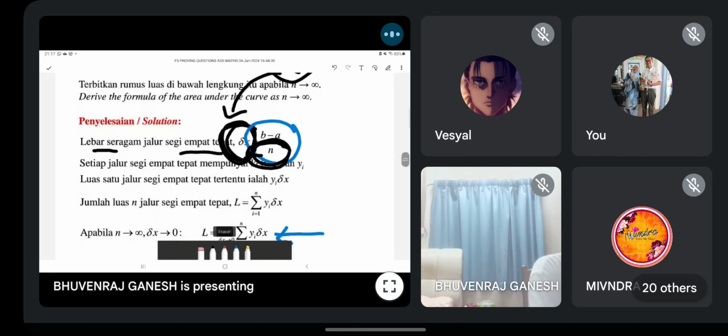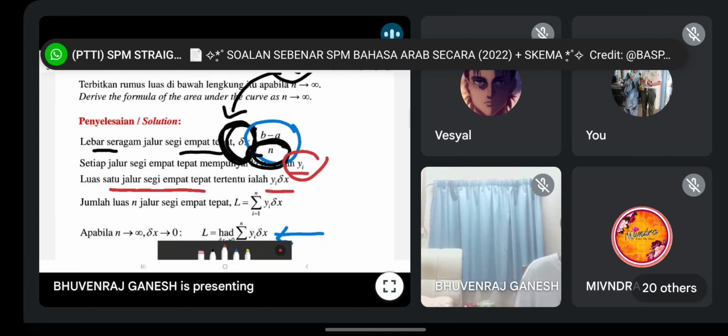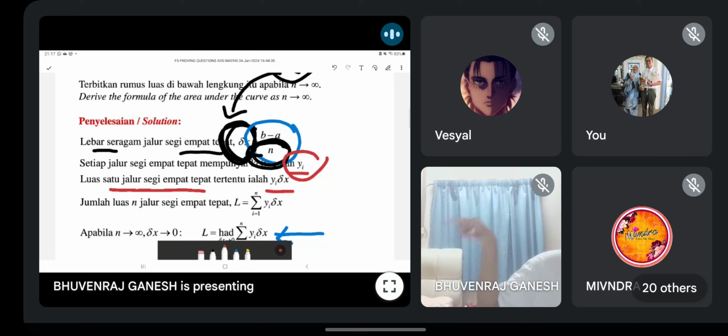Okay, so then we give a symbol. The height of one rectangle is yi. Okay, this is an assumption. Kita guna simbol ni. Tinggi dia yi. Okay, so then the total area will be yi times width delta x, because area is the length times the width. Am I right? So yi times delta x.